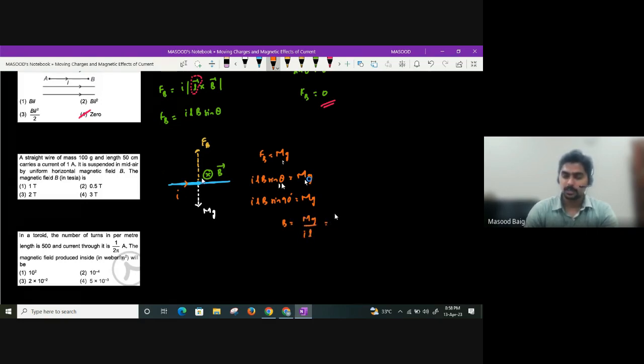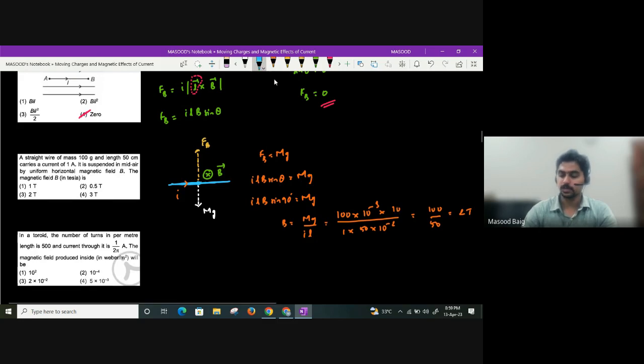What is the mass, beta? 100 grams is given. So 100 into 10 power minus 3 I'll write. The g value you can take as 10. The I value is 1 ampere. Length is 50 centimeters, so I can take it as 50 into 10 power minus 2, beta. So what are we going to get? The numerator will be 1, or not? And I can send the 10 power minus 2 to the numerator: 100 divided by 50. So how much will you get, beta? 2 Tesla will be the magnetic field.